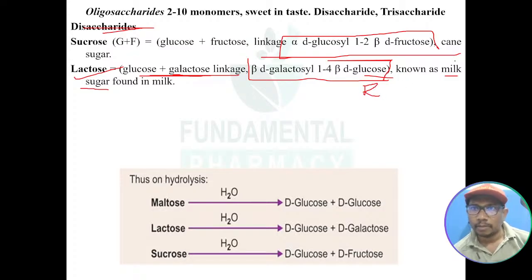The reducing sugar. But if you see the structure of sucrose, alpha D glucosyl, first carbon is a functional carbon, and 1 2 beta D fructose. Fructose का functional carbon कौन सा है 2. So both the aldehyde group of glucose and ketone group of fructose both are involved in the glycosidic bond formation. That's why this sucrose is a non-reducing sugar.